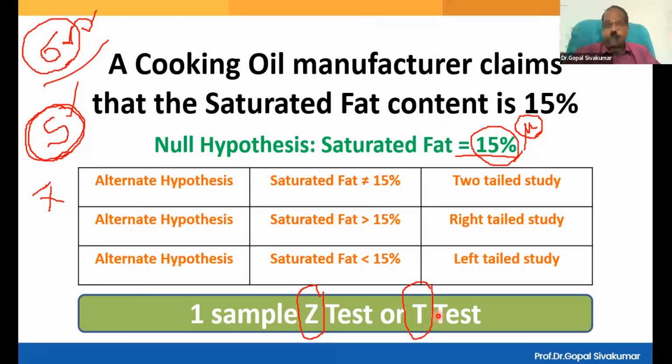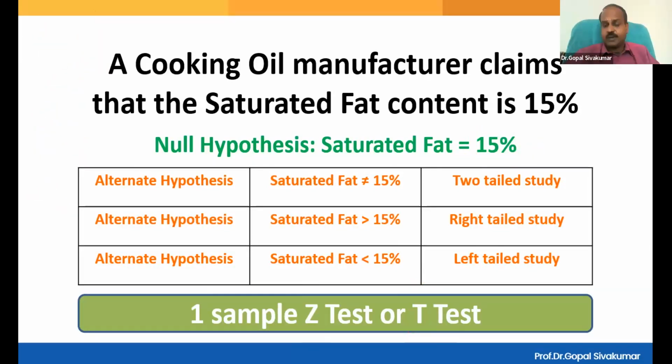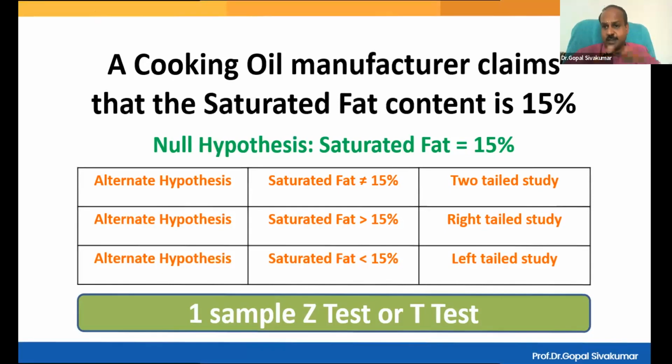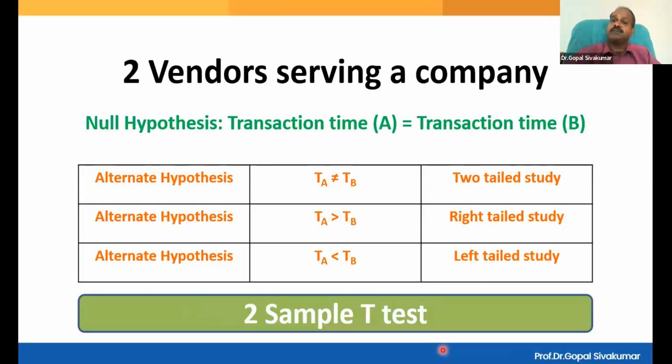There are two companies, both of them claiming the fat content is 15%. Now I want to understand whether a difference exists between the two brands. Are they really equal, or is one inferior and the other superior? And the characteristic I am checking is again fat content. Since I am comparing two samples, the study is called two sample t-test. In the place of two, I can have three. A third company, third brand, or third vendor comes. Now the study will be called ANOVA.